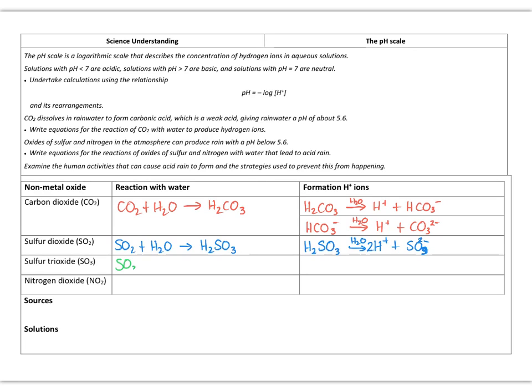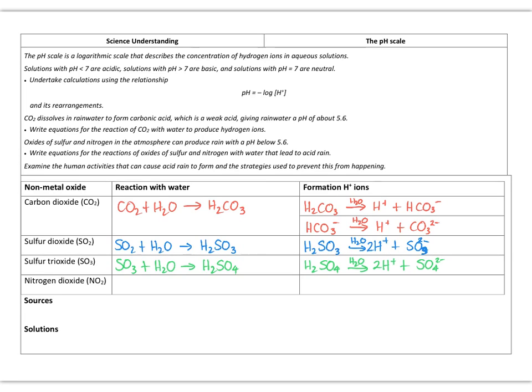Sulfur trioxide will react with water to form sulfuric acid. Again, sulfuric acid is a strong acid, so when it's put into water, it will release all of its hydrogen ions, so both of them, and leave us with the sulfate ion.